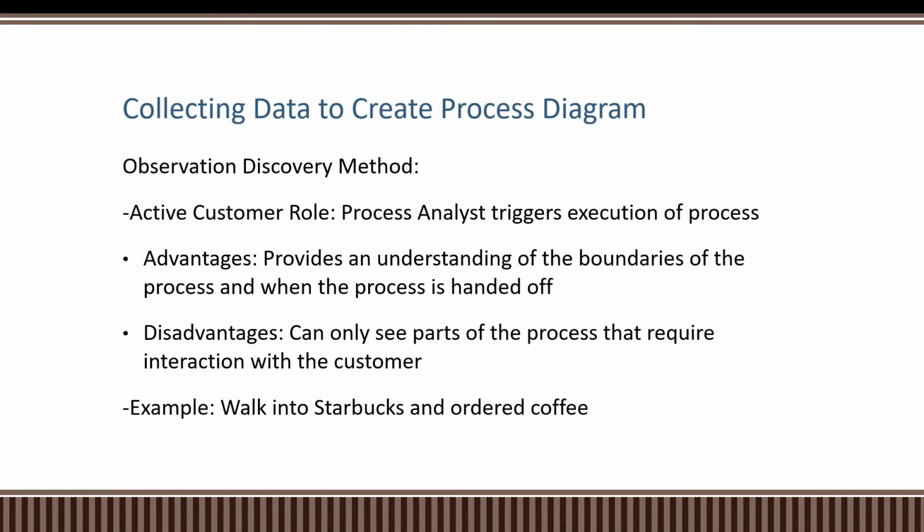The method that I used to gather data was an observation-based discovery method. This consisted of two parts. First part, I used an active customer role tactic to trigger the start of the process for ordering a coffee. The advantage of using this method is that it provides an understanding of the boundaries of the process and when the process is handed off to another department or role. The disadvantage of this method is that you can only see the parts that require interaction with the customer. The example that I listed here was that I walked into Starbucks and ordered a coffee.